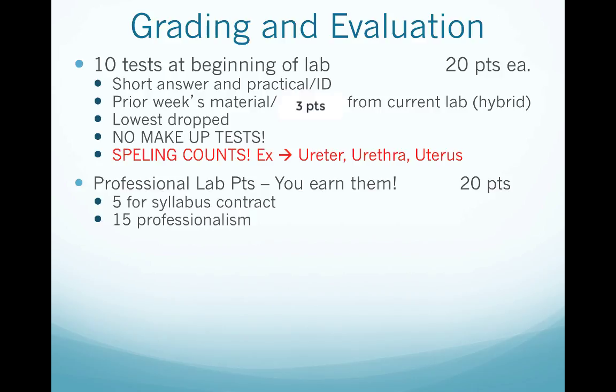Everyone has the opportunity to earn 20 professional points. Once we finish going over the syllabus, you will read over your syllabus contract, which is posted on BB Learn, and sign it. You will turn this in the first lab and earn your first 5 points, starting the semester with an A. The other 15 professional points are earned for showing up on time, staying the entire lab, cleaning up your lab stations, and respecting peers, TAs, and undergraduate lab assistants.